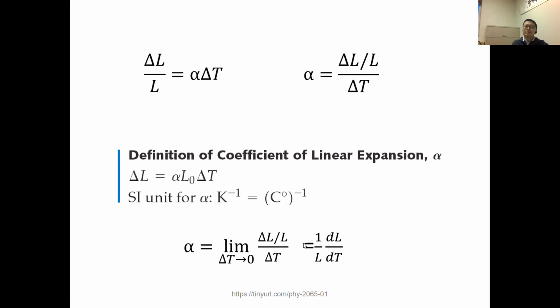Now, the coefficient of linear expansion does not necessarily have to be a constant. Typically it's a constant for a certain temperature range, like a normal temperature range. When it gets to very low or very high temperatures, it tends to become nonlinear. In that case, you'll use the definition of taking the limit as delta T goes to 0, so alpha might be varying. But if not otherwise stated, we will treat this as a constant.